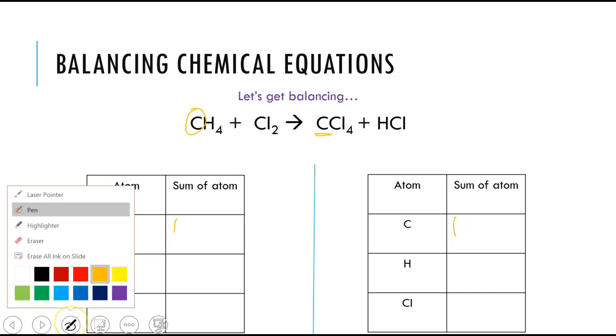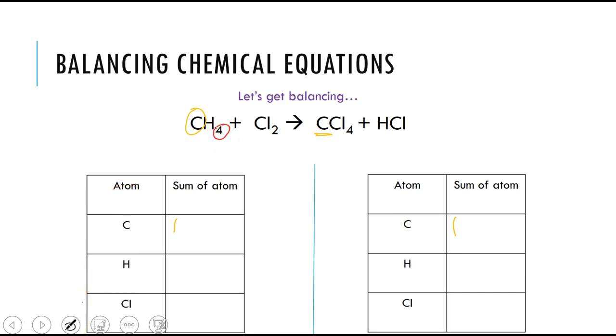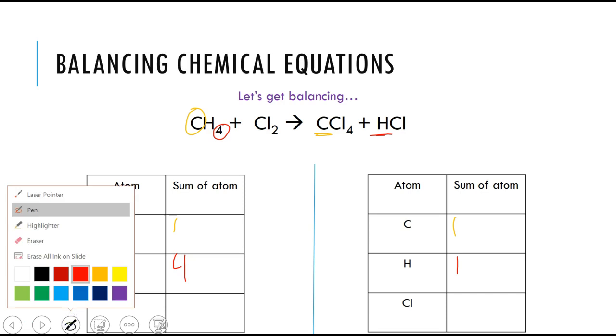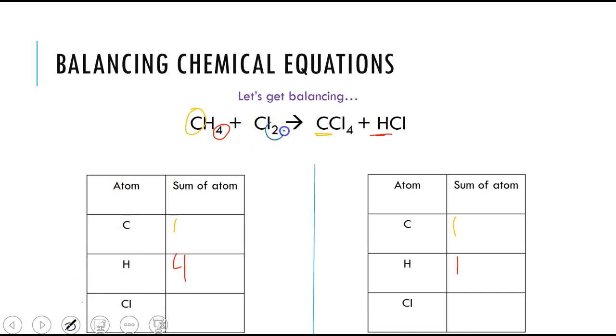How many hydrogens do we have on the left-hand side? We have 4. How many do we have on the right? We have 1. This is not good. This is not balanced. This is when we need to come in. Now let's choose blue. How many chlorines do we have? We have 2 on that side. How many on the right-hand side? We have 4 and another one right there, 5. This is not balanced. This is when we do the process of elimination using coefficients and try to balance it out.